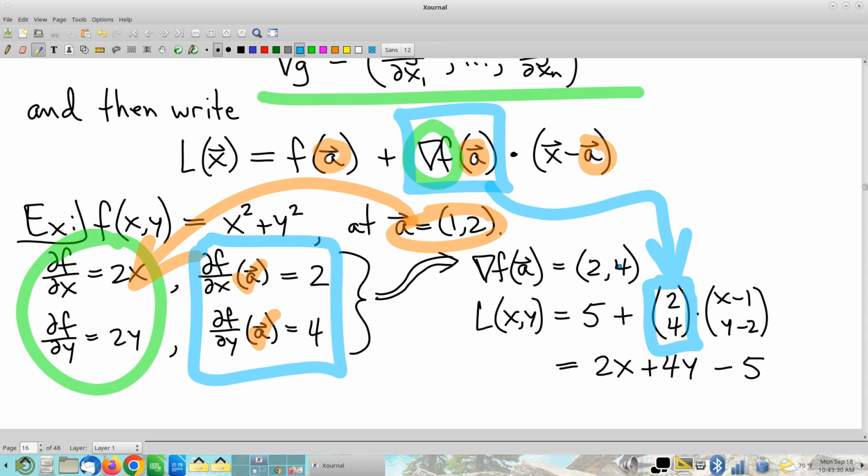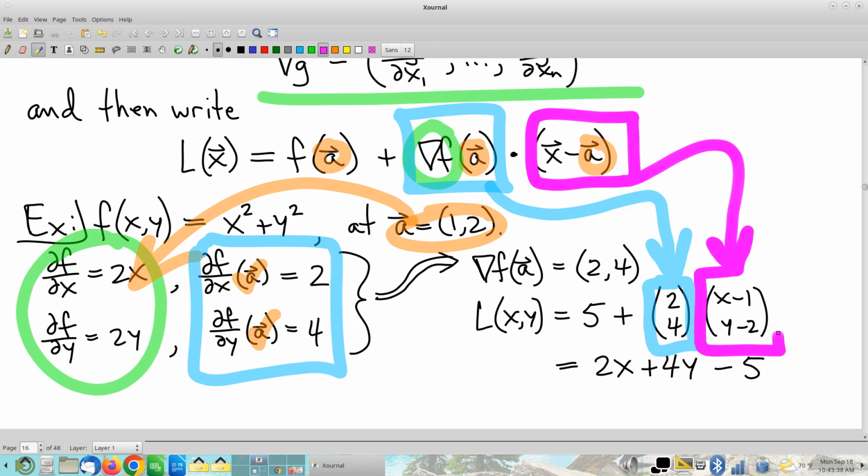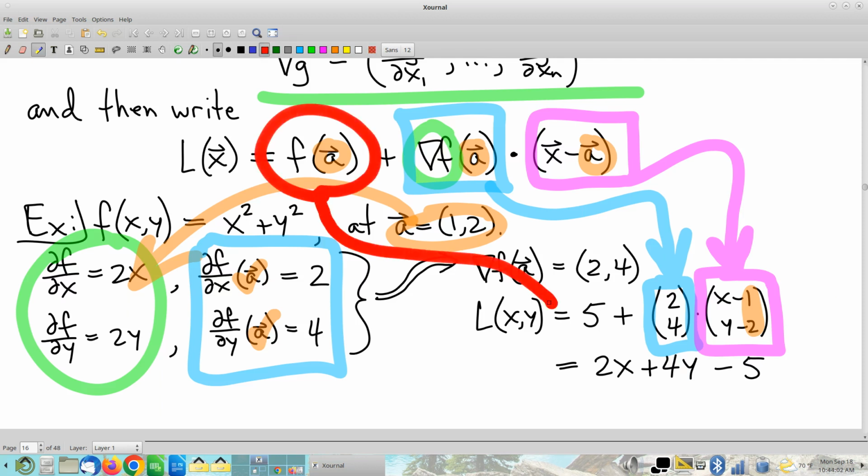That gets multiplied by, dot producted with, that is, x minus a. Notice there's x minus a. And again, you can explicitly see the a as the 1, 2 that I'm subtracting from x, y. Is everybody happy? Plug and chug. Okay. And of course, you got to evaluate the function itself, and the function itself, you plug in the point, and that works out to be 5. So there's your answer. There's your linear approximation.